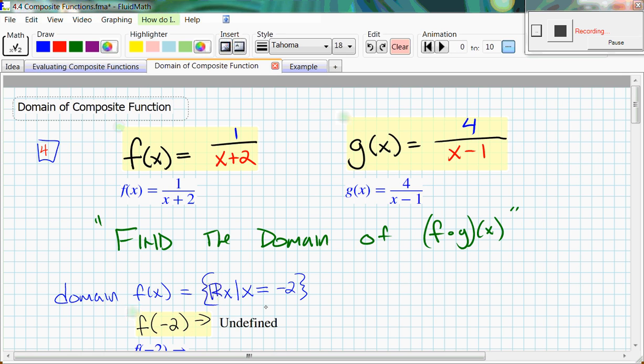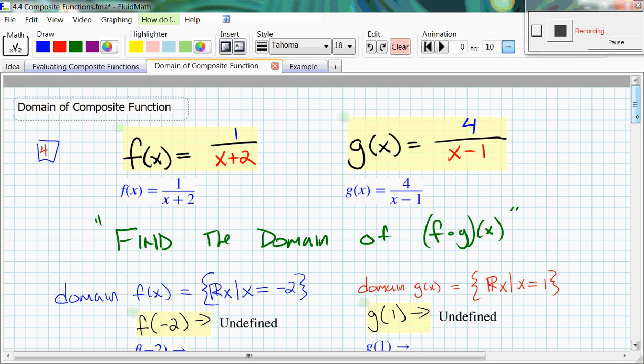Okay, good. Now let's figure out the domain for g of x, right? The domain for g of x, maybe you can already see it, is going to be what value gives me a 0 in the denominator. So I want all real numbers x such that x does not equal 1, because 1 minus 1 is 0. Just to check that, I can double check with the calculator. Hey calculator, what is g of 1? And again, the calculator says, hey, that's no good.